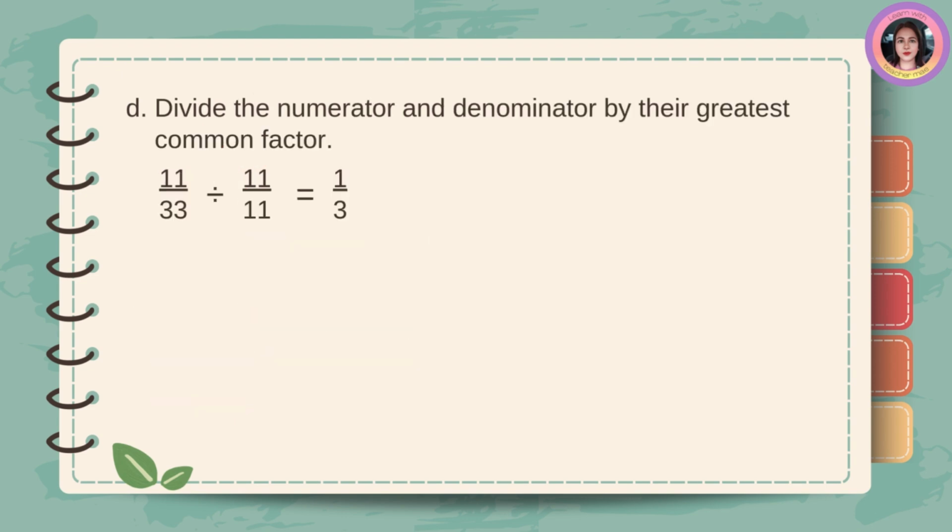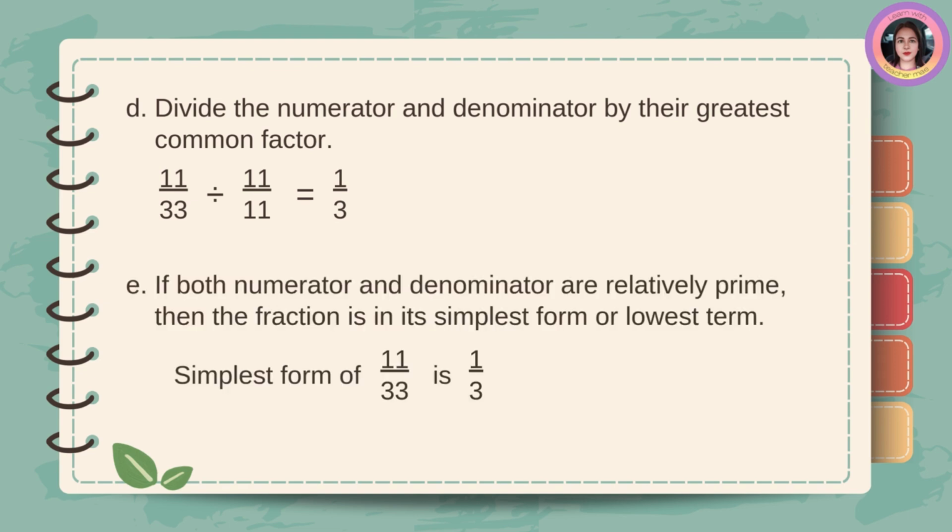Then divide the numerator and denominator by their greatest common factor. 11/33 divided by 11. 11 divided by 11 is 1. 33 divided by 11 is 3. The answer is 1/3. If both numerator and denominator are relatively prime, then the fraction is in its simplest form or lowest term. The simplest form of 11/33 is 1/3.